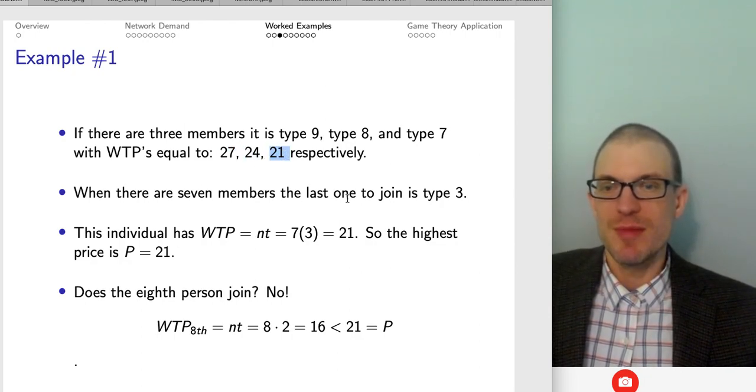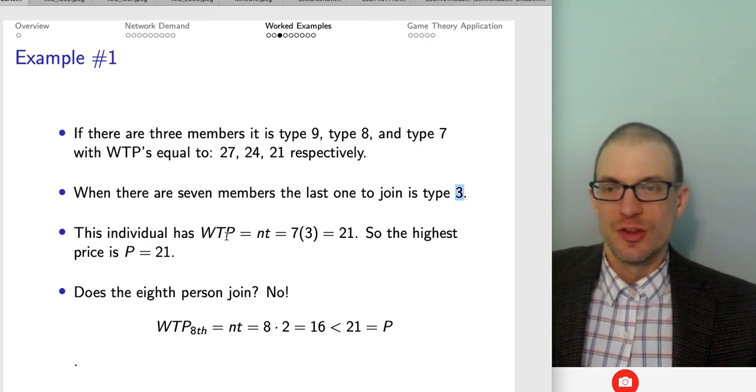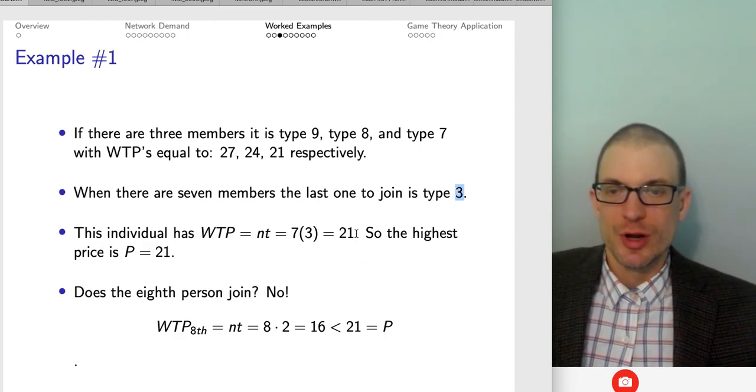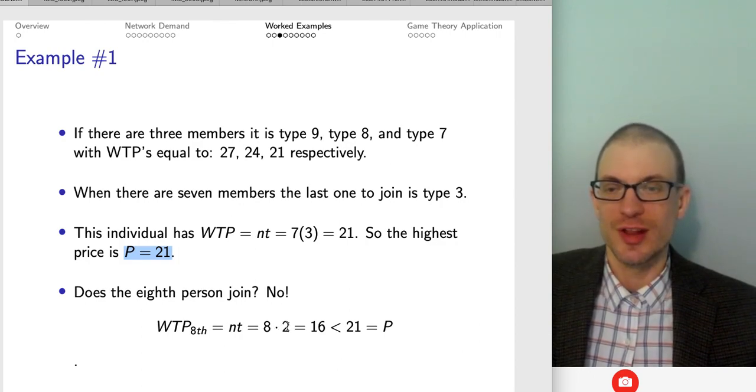If we have 7 members, the last one to join is type 3. This person has a willingness to pay equal to 21. So the highest price we can charge is 21. Can we get the 8th person to join? No, because the 8th person is going to have a reservation price of 2 times 8, which is 16. That's going to be smaller than the price of 21, right? So the highest price such that we get 7 people joining is the price of 21.